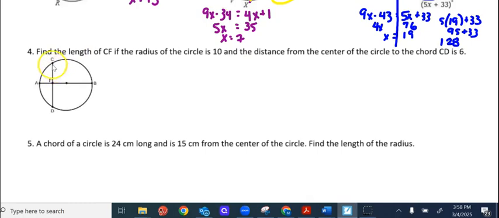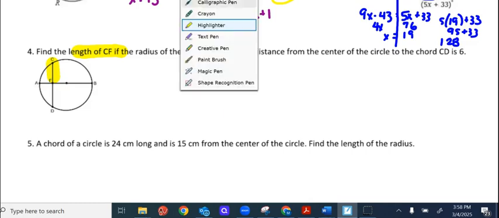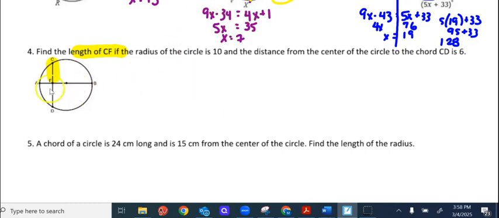It says find the length of CF if the radius of the circle is 10. So the radius of the circle is 10, which they didn't actually give us a radius, but I'm going to draw it here because this is the one we're going to need. We're going to form a right triangle, okay? We're going to find this leg of the right triangle.